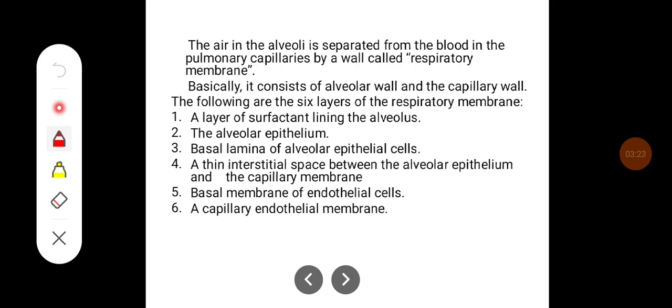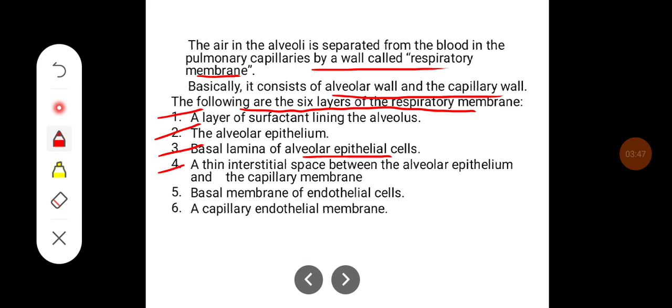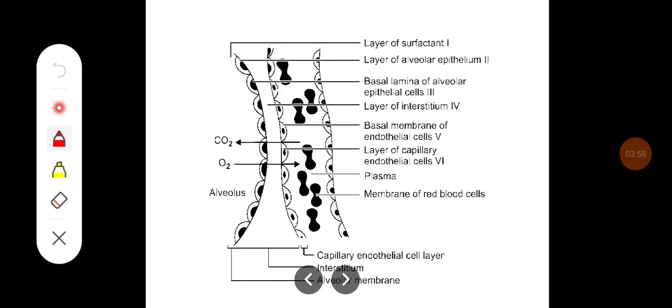The air in the alveoli is separated from the blood in the pulmonary capillaries by a wall called the respiratory membrane. Basically, it consists of the alveolar wall and capillary wall. The following are the 6 layers of the respiratory membrane. The first layer is a layer of surfactant lining the alveolus, then the alveolar epithelium, then the basal lamina of the alveolar epithelial cells, then a thin interstitial space between the alveolar epithelium and capillary membrane, then the basal membrane of endothelial cells, then the capillary endothelial membrane. So these are the different layers of the alveolar capillary membrane.